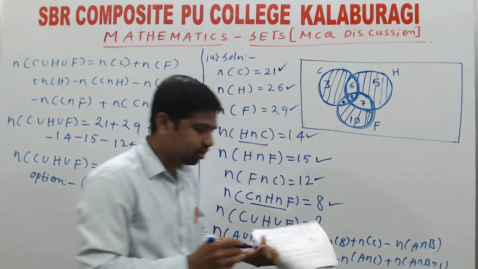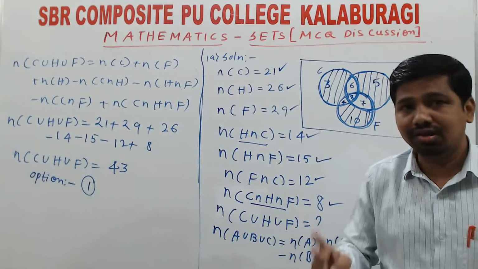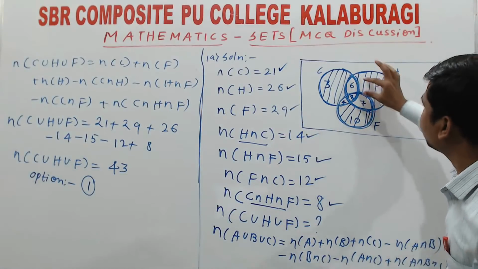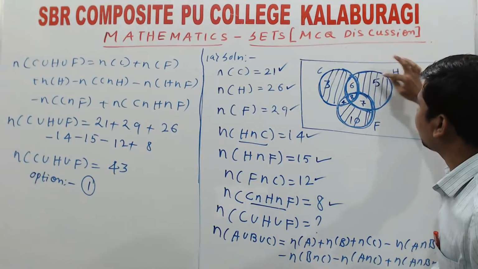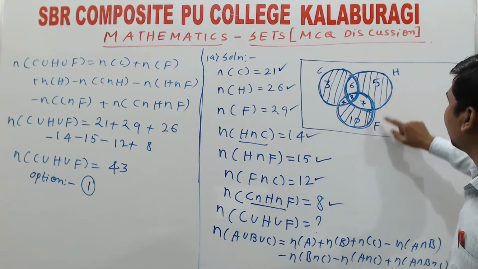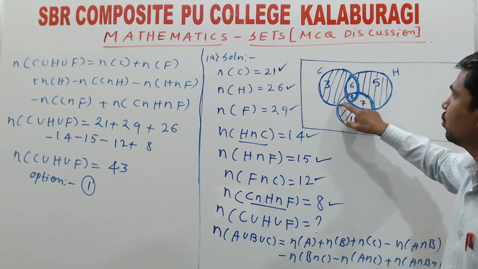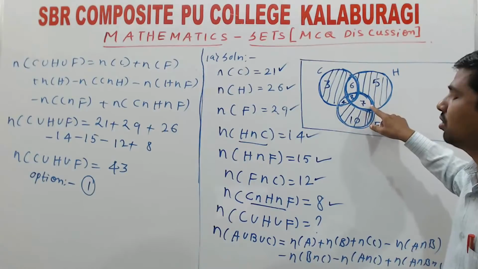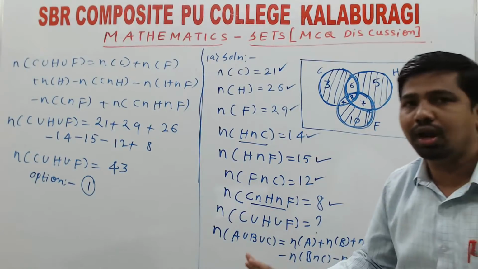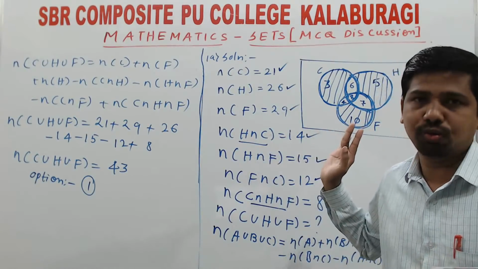Suppose we are asking how many people are playing exactly 2 sports? Exactly 2 sports means you have to add these. Cricket and hockey, how many are playing? 6. Hockey and football? 7. Cricket and football? 4. 6 plus 4 is 10, 10 plus 7 is equal to 17. So 17 people are playing exactly 2 sports, right?